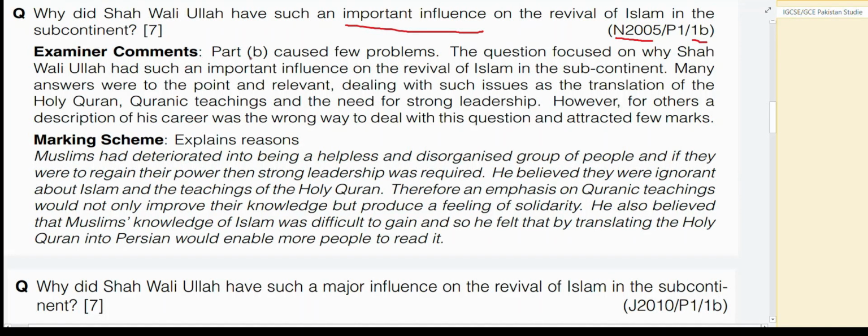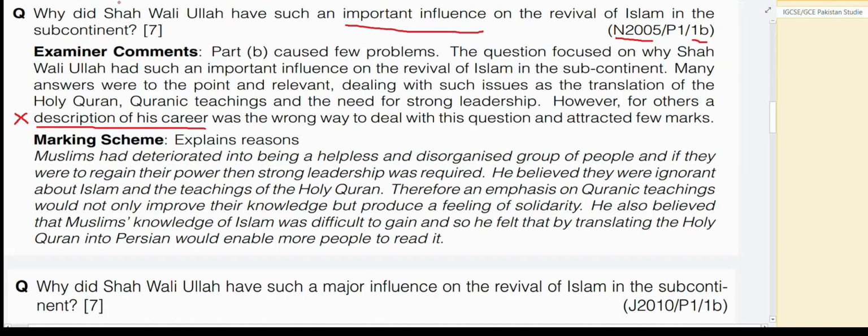Examiner comments: Part B caused few problems. The question focused on why Shah Waliullah had such an important influence on the revival of Islam in the subcontinent. Many answers were to the point and relevant, dealing with such issues as the translation of the Holy Quran, Quranic teachings, and the need for strong leadership. However, for others, a description of his career was the wrong way to deal with this question and attracted few marks. What we do not have to write in this question is the description of his career. Now, what do we have to write then?